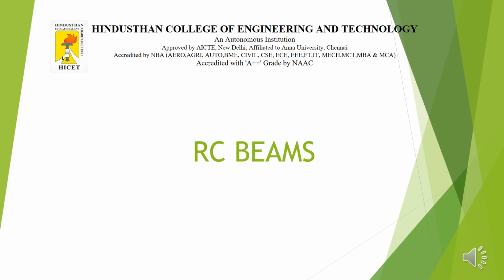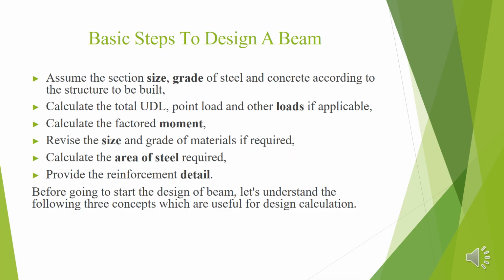Today we will be seeing about the topic RC beams. In this slide we will discuss the basic steps to design an RC beam. First and foremost, we have to assume the section size, grade of steel and concrete according to the structure to be built. Every detail can be taken from IS 456, and every step to be followed is given in IS 456. So first we have to assume the size and grade of steel and concrete.